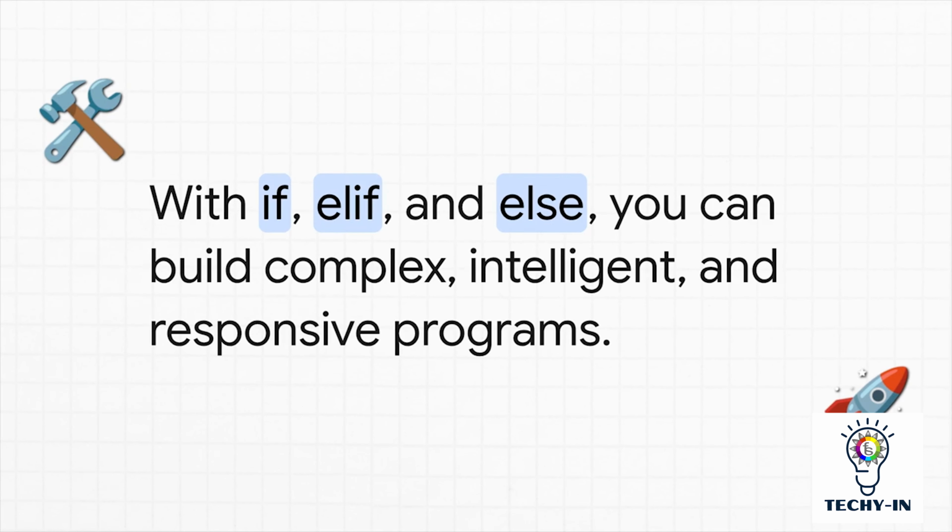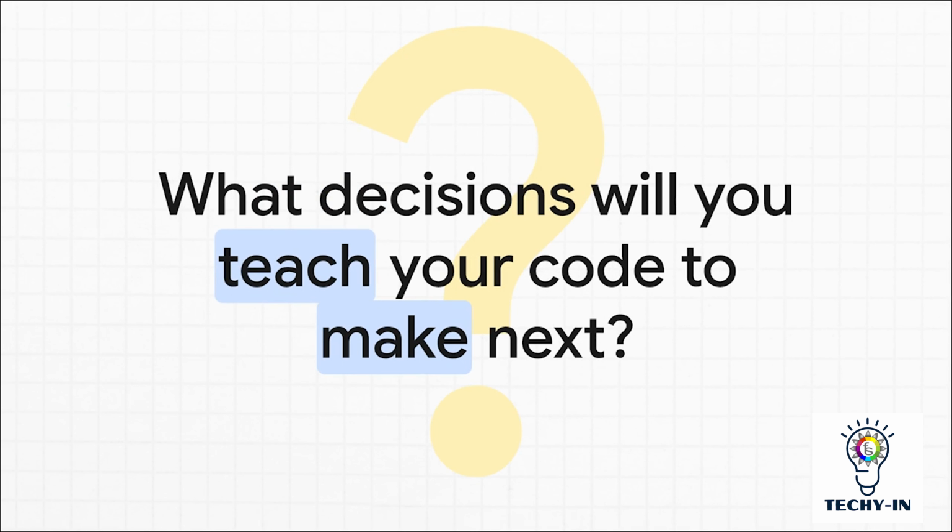But at the end of the day, it all comes back to this. Everything from a simple video game to complex data analysis is built on these exact ideas. These three keywords, if, elif, and else, are your core toolkit for building programs that can adapt, respond, and make smart choices. And really, that's the whole point. You now have the fundamental building blocks to give your code a brain. So the only question left is, what decisions will you teach your code to make next?